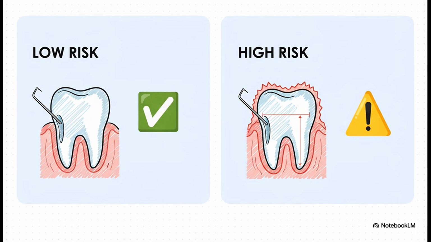Next, we have residual pockets that are 5 millimeters or deeper. You've got to think of these as little reservoirs of bacteria just waiting to cause trouble. If a patient has 4 or fewer of these, that's low risk. But if they're walking around with 8 or more, well, that puts them squarely in the high-risk category.